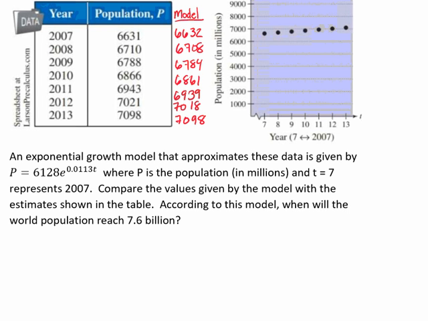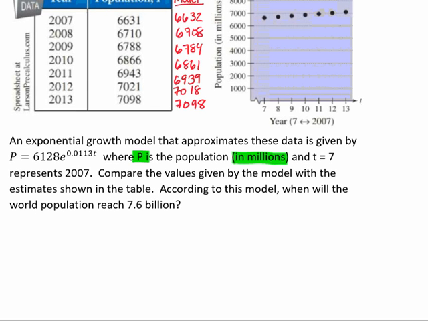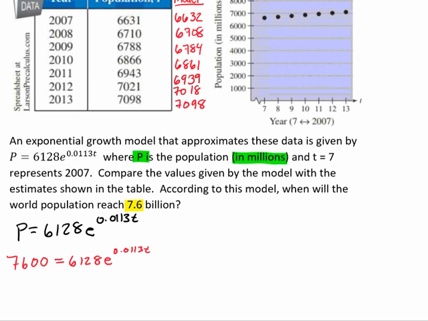So according to this model, we want to know, when will the world population reach 7.6 billion? So what's important is that we know that P, our population, is in millions, and that we're trying to reach 7.6 billion. So we're going to begin by taking our model, which is P equals 6,128 times e raised to the 0.0113t, and we're going to plug in our value. Now, the reason why we have 7,600 instead of 7.6 is because the 7.6 was in billions and p is in millions. So to get 7.6 billion, that would be 7,600 millions.